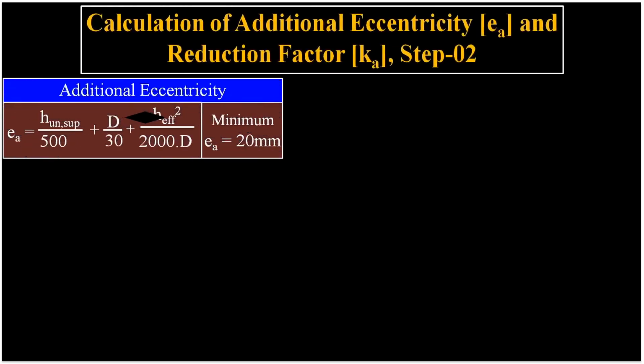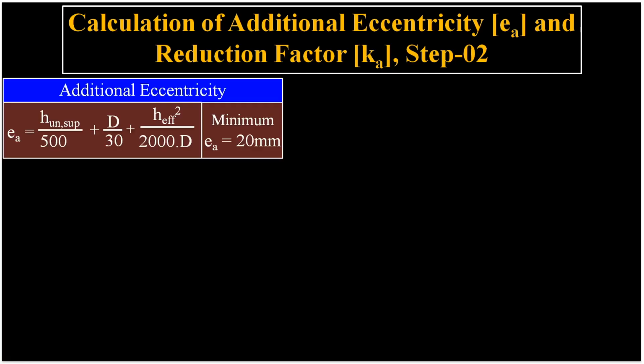Title of this slide is Calculation of Additional Eccentricity EA and Reduction Factor Ka, Step 02. Additional eccentricity, EA. As per IS 456, 2000, this additional eccentricity, EA, is the combination of two formulas, and the first part of the formula is unsupported height of the column H unsup, divided by 500, plus D, divided by 30. Here D is the lateral dimension of the column.